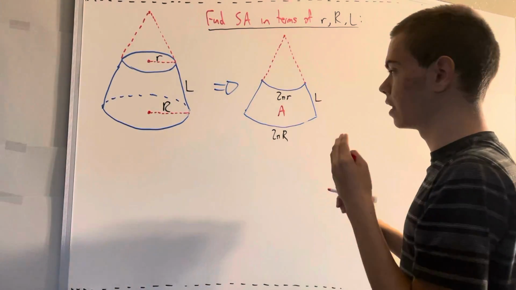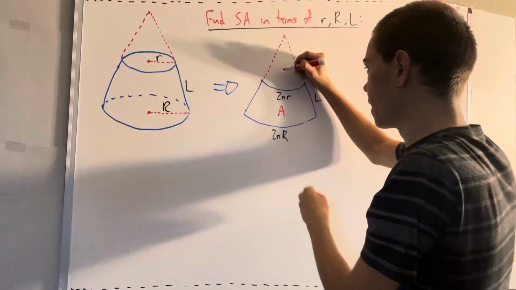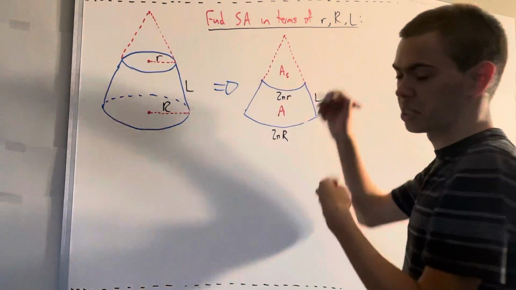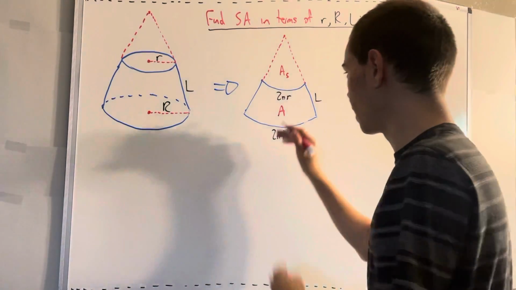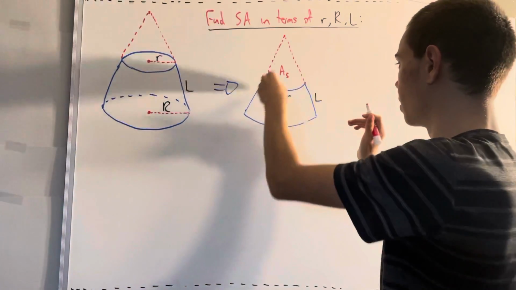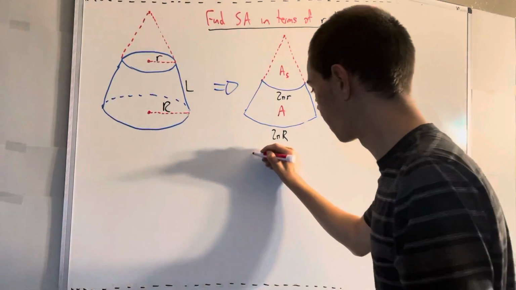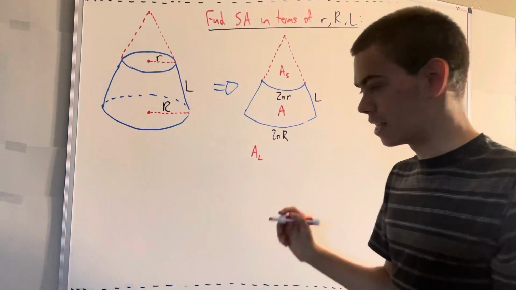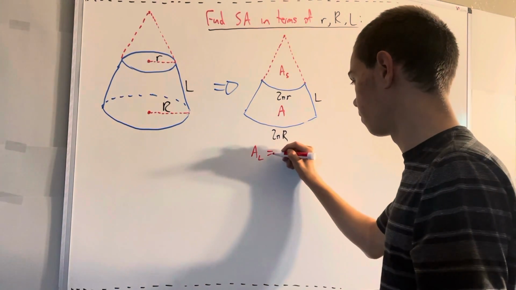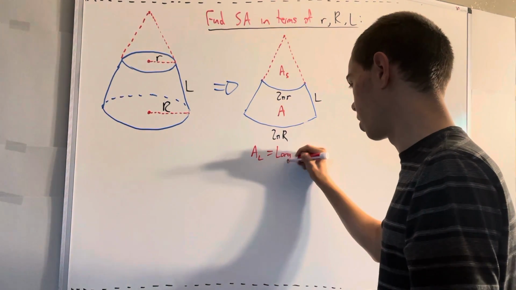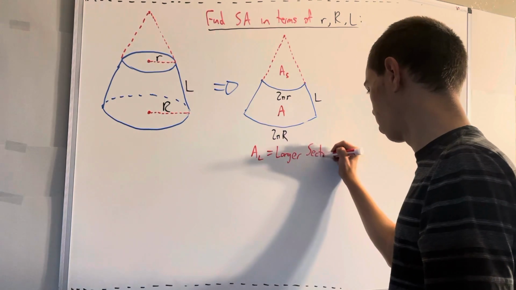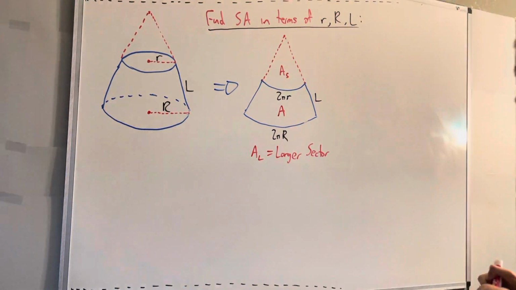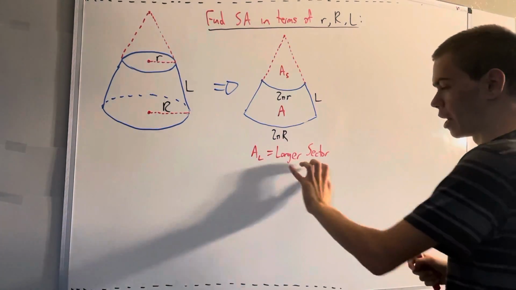All right, we're going to say that the area of the smaller sector is A sub S, because S represents the smaller sector. And we'll say that the area of our larger sector, the entire thing, is A sub L. So A sub L corresponds to the area of the larger sector.